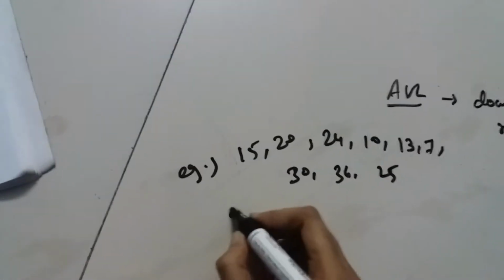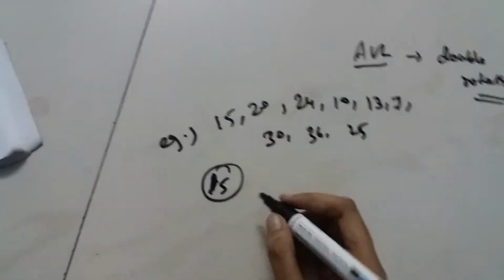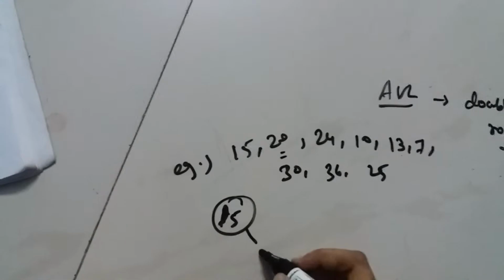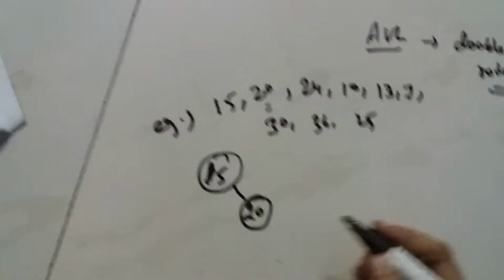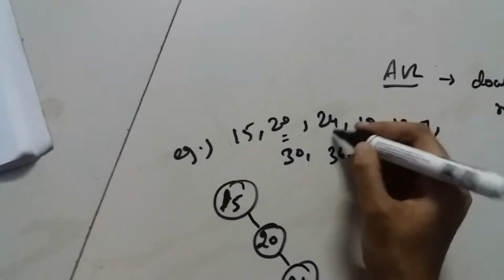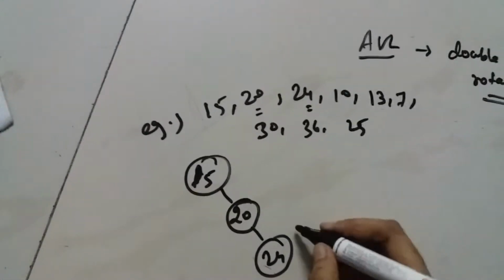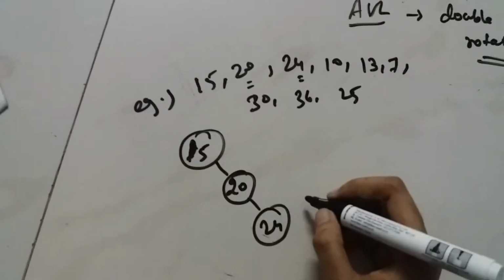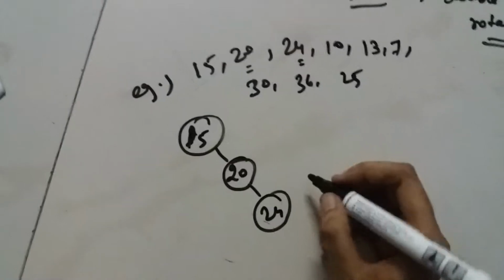Let us quickly jump on to how to apply the insertion. The root node will be 15. Next is 20, which is greater than 15, so it obviously comes to the right side. Next is 24, which is greater than 20, so it comes to the right side. Here you need to apply the balance factor. In the previous video you can clearly understand about the balance factor.